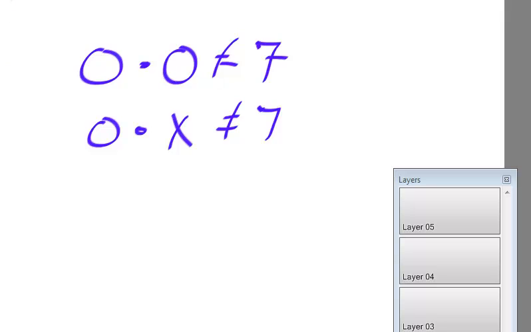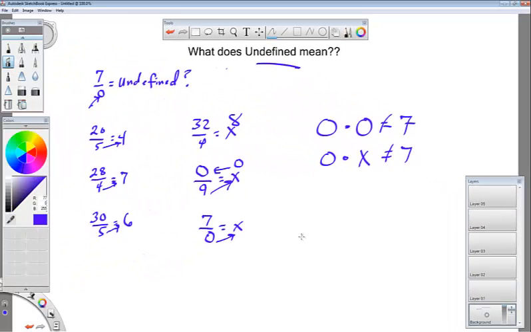The situation is undefined. And much later on, when you do graphs, you will see how important undefined is, because the graph will literally split in half when you graph lines and curves and things like that. So undefined is just a situation that is impossible because 0 times a number can never equal 7. All right, thanks. Undefined.